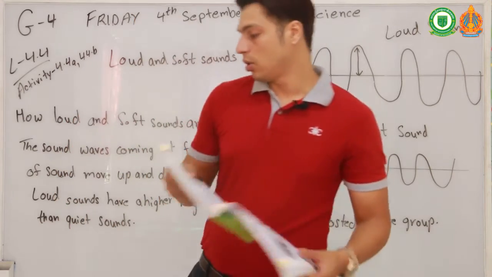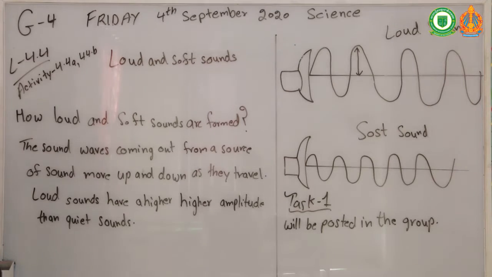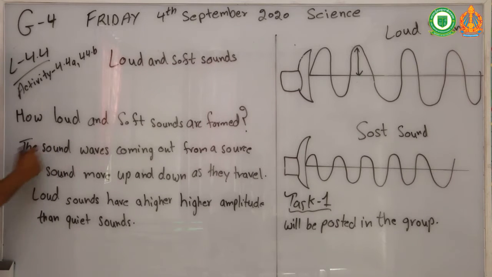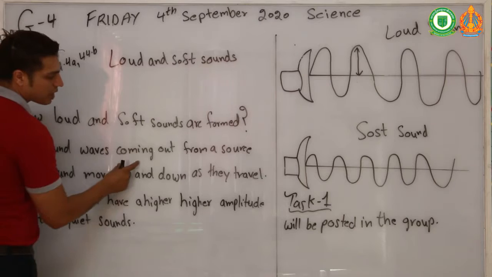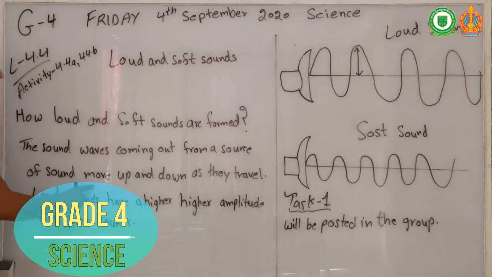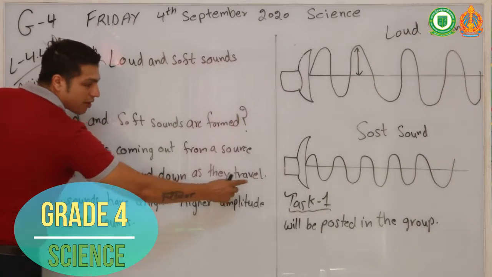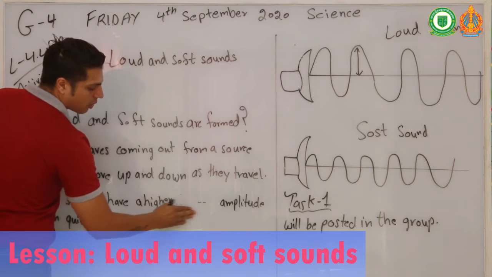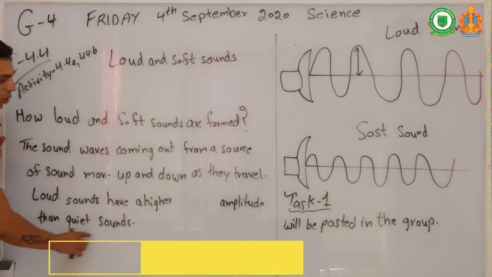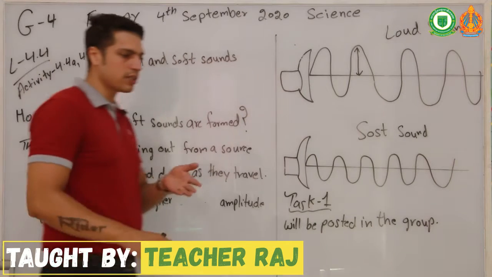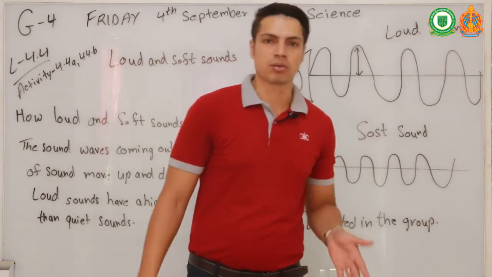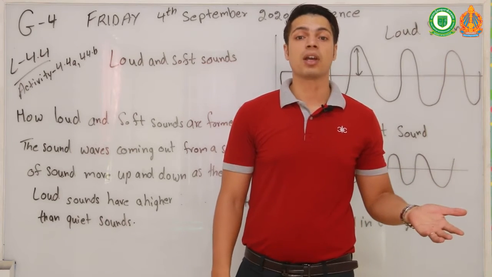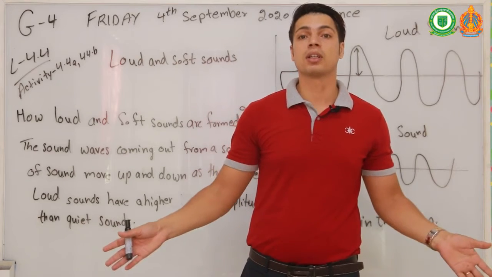Now, how loud and soft sounds are formed. Okay, so let's have a look. The answer is here. The sound waves coming out from a source of sound move up and down as they travel. Loud sounds have a higher amplitude. I will explain you what is amplitude. Loud sounds always have a higher amplitude than soft sounds. That's why they can travel further, and they can spread more than soft sounds.